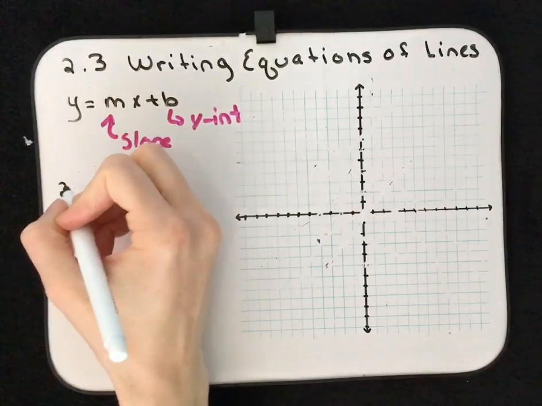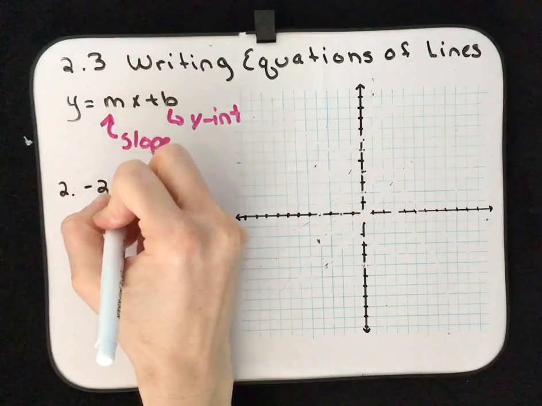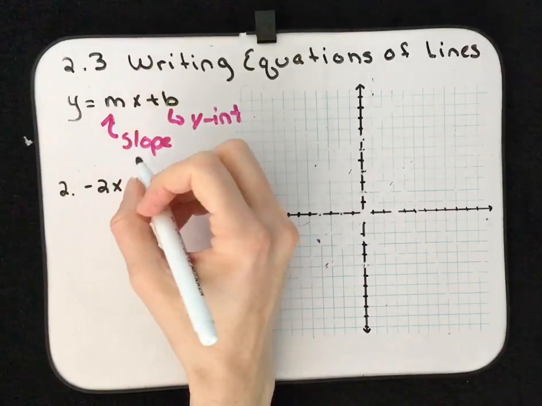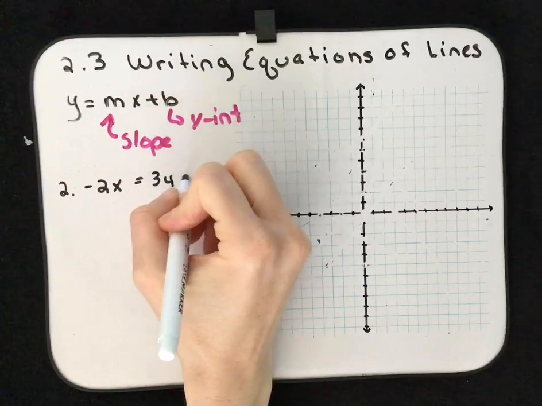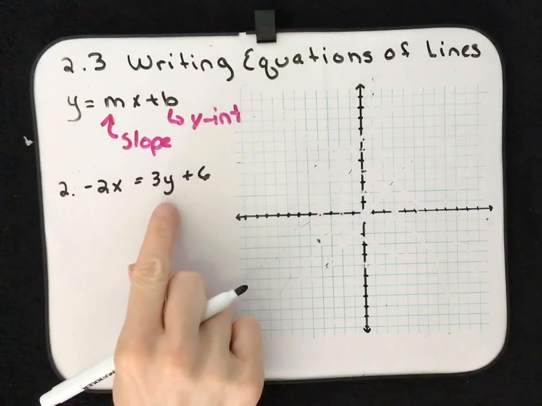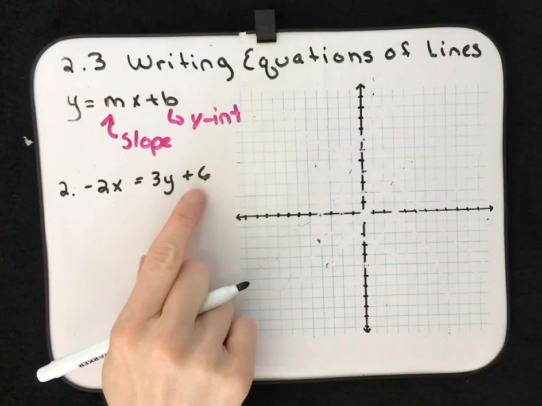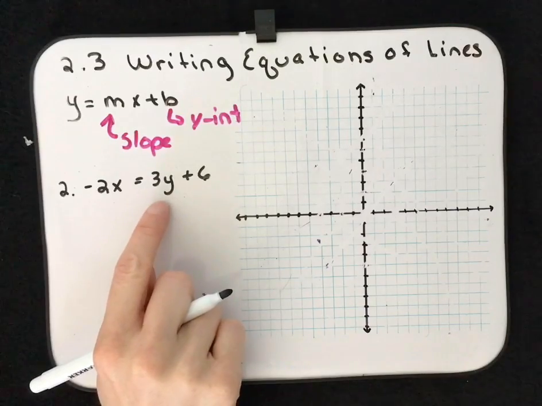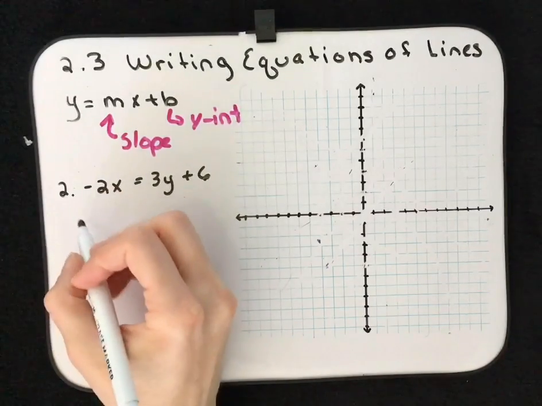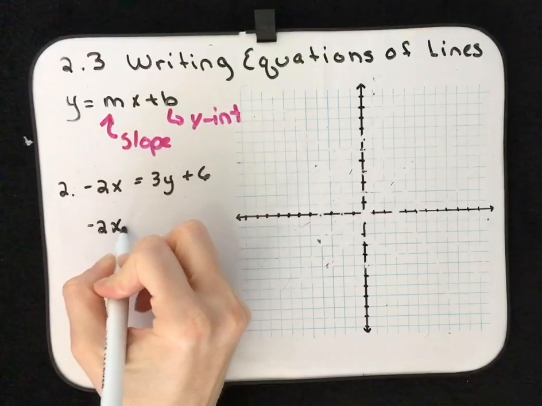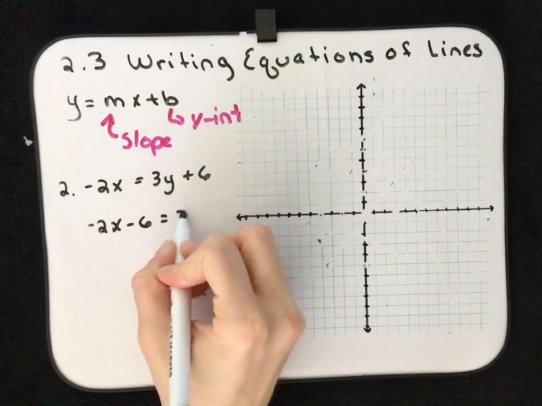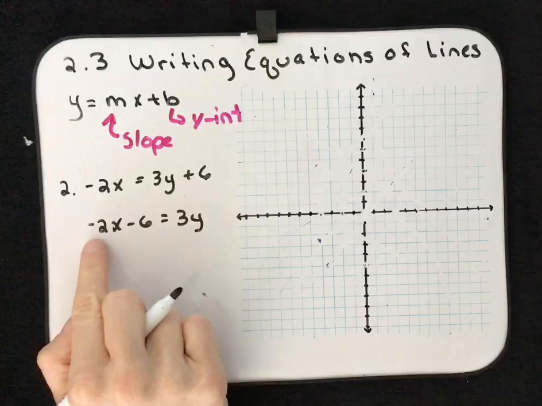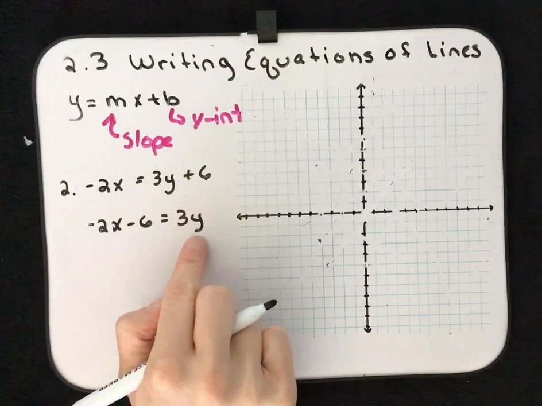Number 2. Negative 2x equals 3y plus 6. I need y by itself, so I need to move this 6. The 3y is positive, so I'm going to leave y on this side and move 6 away. To move the 6, we need to subtract 6 from both sides. So we have negative 2x minus 6 equals 3y.